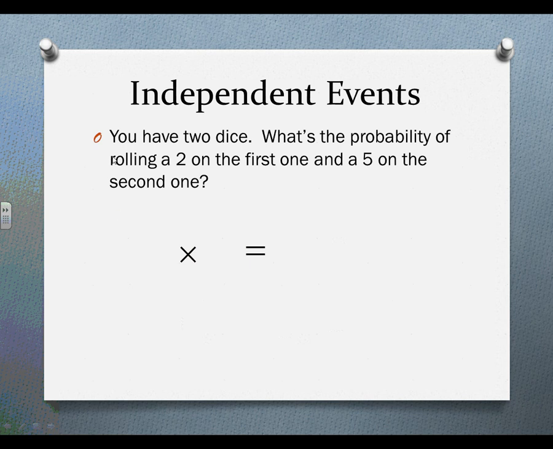First off, you have two dice. What is the probability of rolling a 2 on the first one and a 5 on the second one? So we're going to multiply the probability of getting a 2 times the probability of getting a 5. So the probability of getting a 2 on a die, you have 6 sides. One side has a 2, so it's 1/6. Probability of getting a 5, again, you have 6 sides to it. One of them has a 5 on it, so it's 1/6. We multiply them together and we get our answer of 1/36.